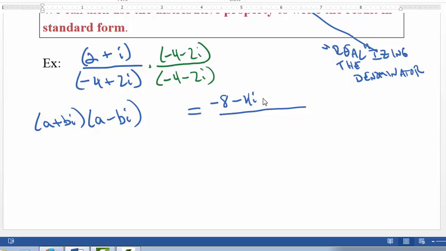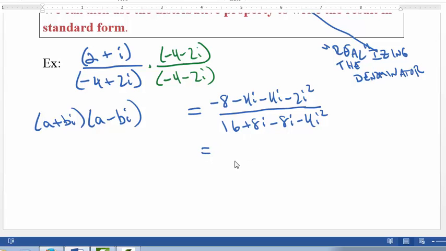I times -4 is -4i again. And i times -2i is going to be -2i squared. And now the denominator is going to be a little bit nicer, right? So negative 4 times negative 4 is 16. The O is negative 4 times negative 2i, which is positive 8i. The I is 2i times negative 4, which is negative 8i. And then the L is 2i times negative 2i, which is negative 4i squared.